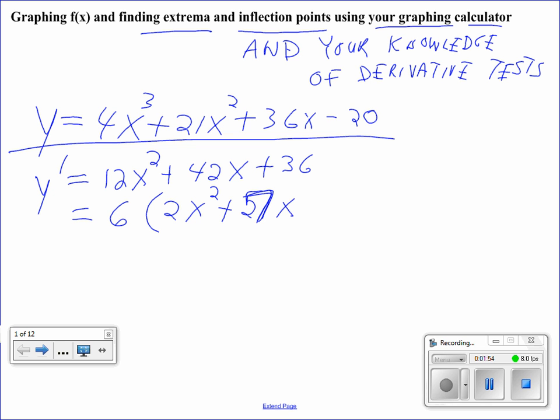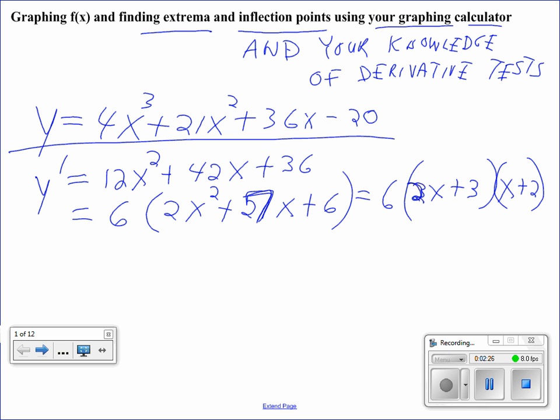Can I factor that? Let's see if I can find the zeros of that thing. Let's put a 2x and an x. And let's see, plus 3, let's see if I get lucky here, plus 2. Does that work? Looks like it does. I get 3x, 4x, 7x. That does it.